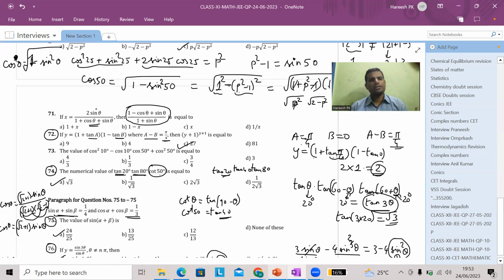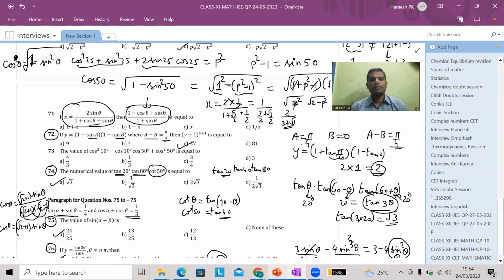If you put theta as 30°, so let's put theta as 30. Then you'll get x as 2 into sine 30. Sine 30 is half. And here you'll get 1 plus root 3 by 2 plus half. So 2 and half will get cancelled. So you'll get 1 by 3 by 2 plus root 3 by 2. So the denominator will go up. So you'll get 2 by 3 plus root 3. That's what you will get for x.